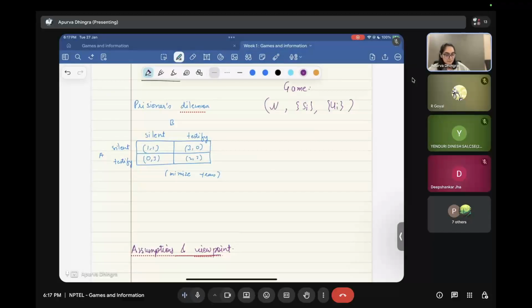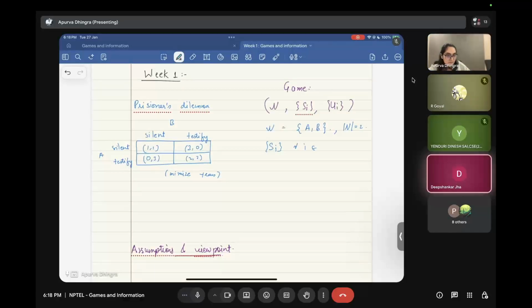Can any one of you tell me what this n here is? N is 2. Yeah, the number is 2, but this refers to A and B, the players A and B. If I were to write the cardinality, the number of players, then that's 2. Okay. And now the next thing is strategies. Strategy is for each player, i belongs to this. So for this, Silent and Testify might be the two possible strategies, right? Yes.